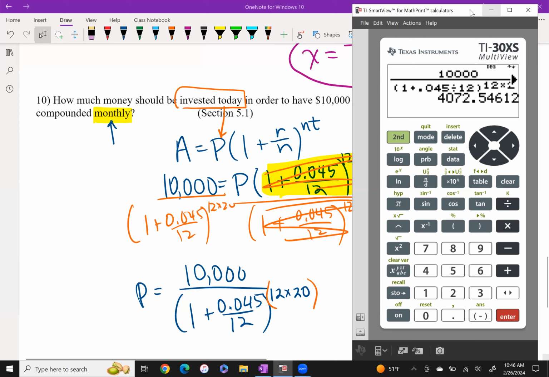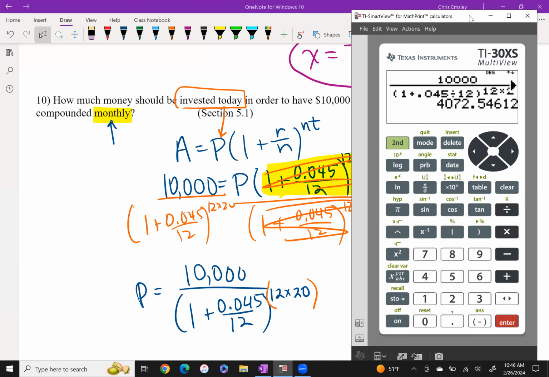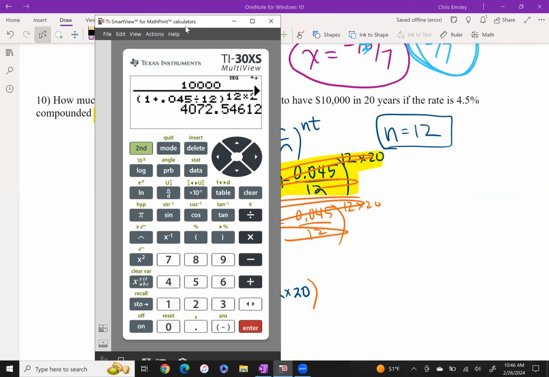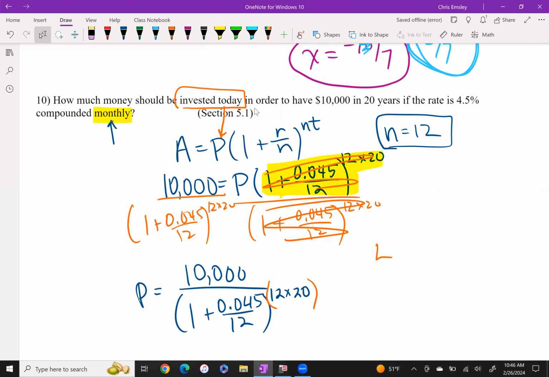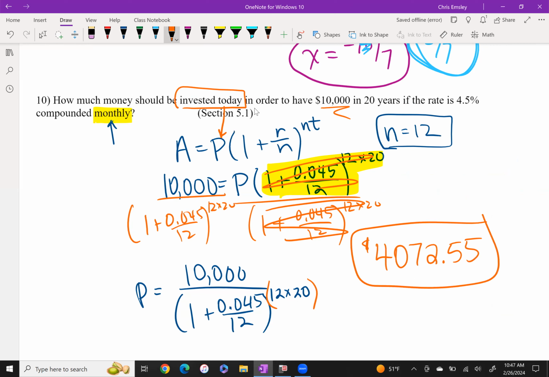Did this one give rounding directions? It didn't actually give me any rounding directions, but I will tell you when we're talking about money, if it doesn't say, we do want to do two decimal places because dollars and cents. So it would be $4,072.55 because we would round that to the nearest penny. After the 4 comes a 6, which means we need to round up. So $4,072.55 is what we need to start with to end up with our $10,000.